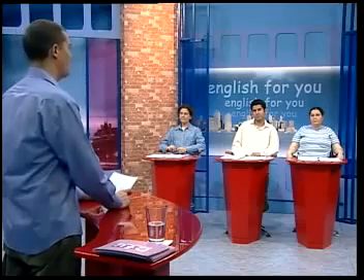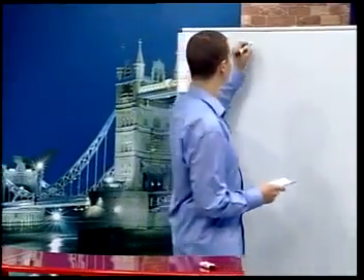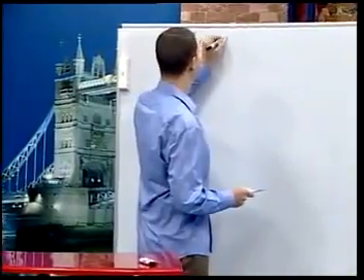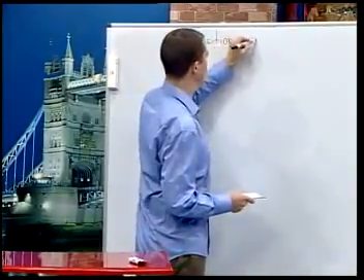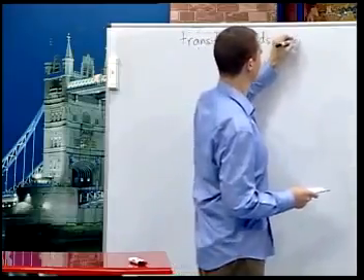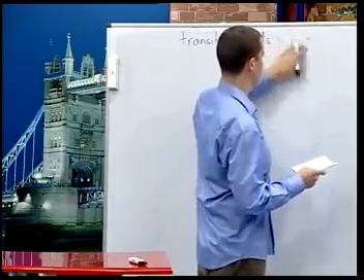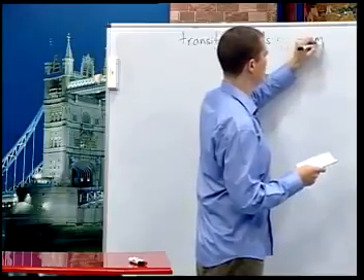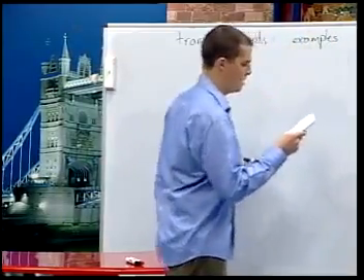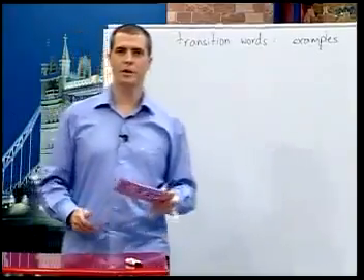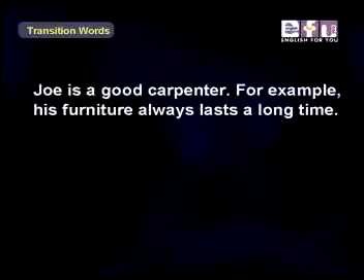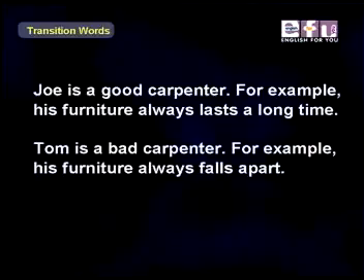And now let's look at one more type of transition words. These are transition words which give examples. Here are some sentences for you to look at. Joe is a good carpenter. For example, his furniture always lasts a long time. Tom is a bad carpenter. For example, his furniture always falls apart.